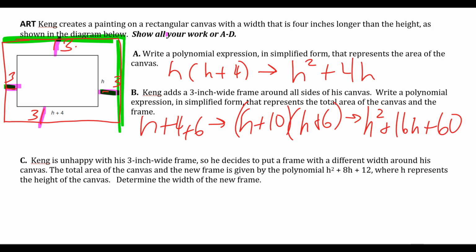So King is unhappy with the 3-inch frame, so he decides to put a frame with a different width around his canvas. The total area of the canvas in the new frame is given by the polynomial h squared plus 8h plus 12, where h represents the height of the frame. Determine the width of the new frame.